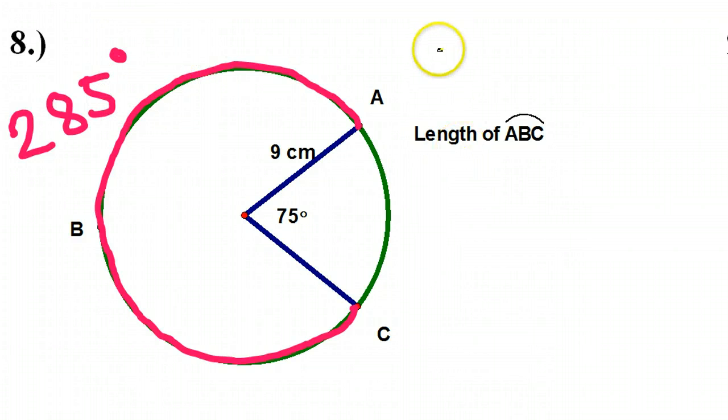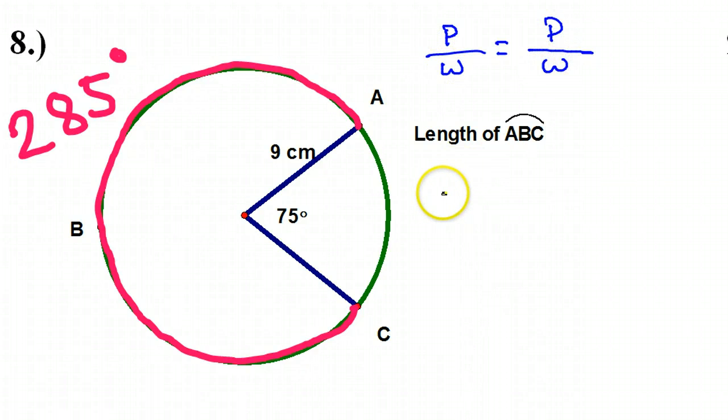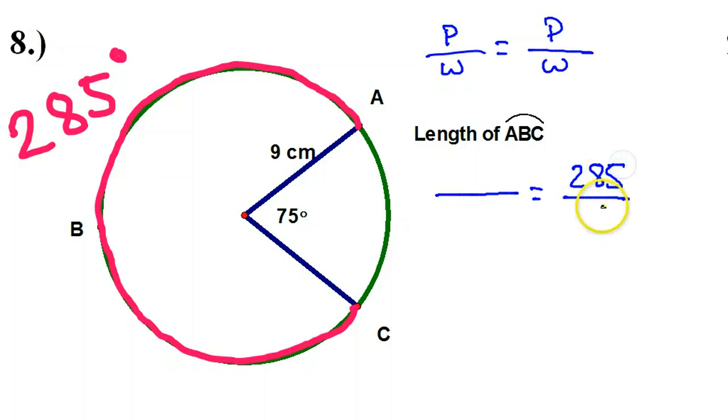Okay, so back to business. Once again, we're dealing with part of the circle, so we're going to be doing part over whole is equal to part over whole. Let's start with the degrees, which we just found. Instead of doing the 75 over 360, the key is to do 285 over 360.